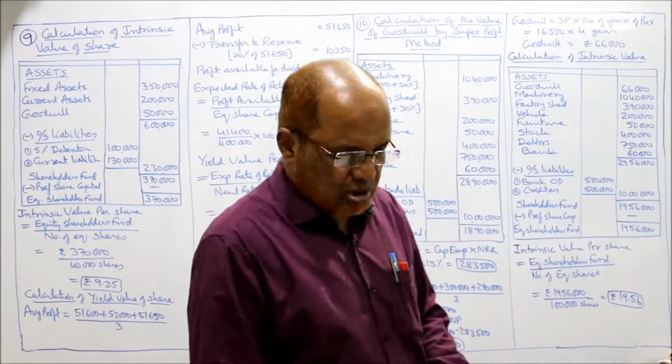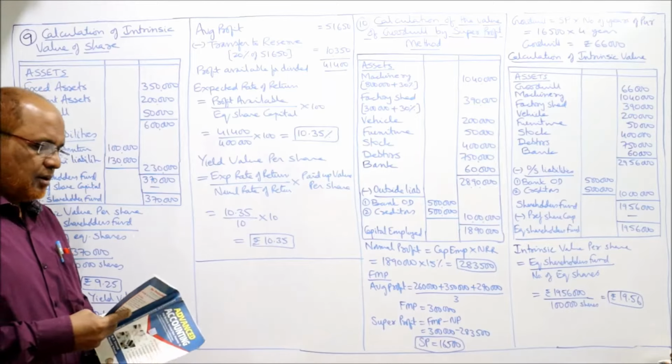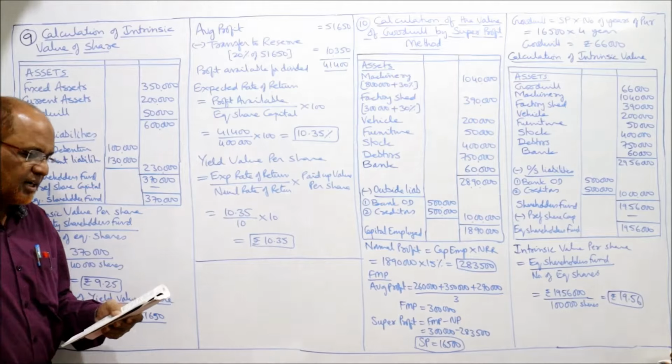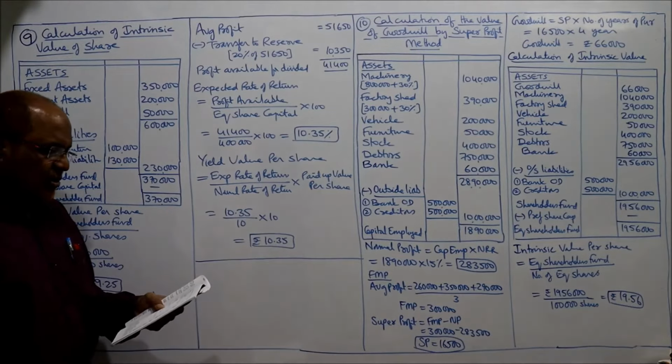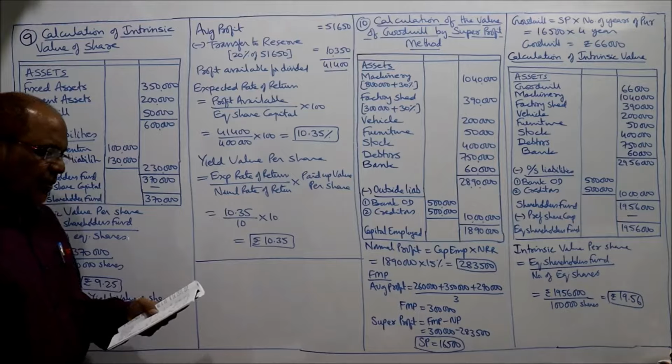Next, problem number 10. Following is the balance sheet of Ravi Limited as on 31st March 1995. The share capital is 10 lakh, reserves and surplus 5 lakh 80,000. Trade payable, other current liabilities, bank overdraft. So we are given outside liabilities are 5 lakh trade payable and bank overdraft 5 lakh.